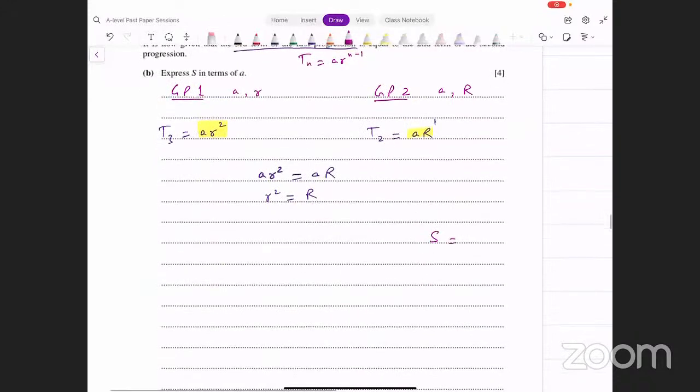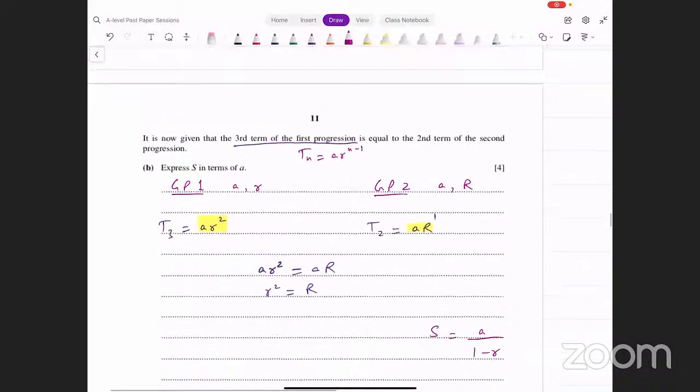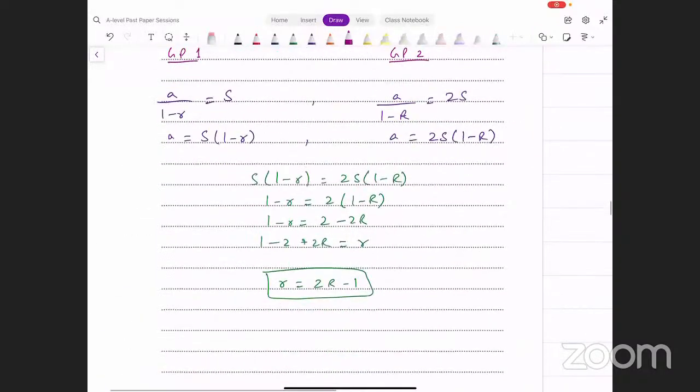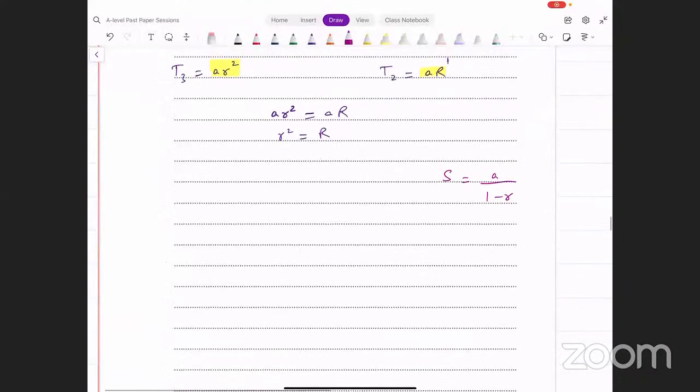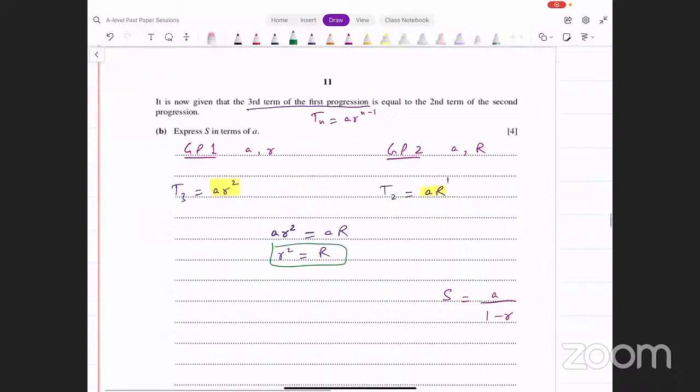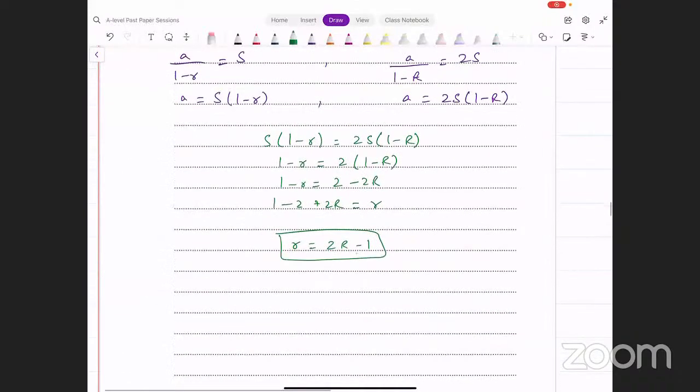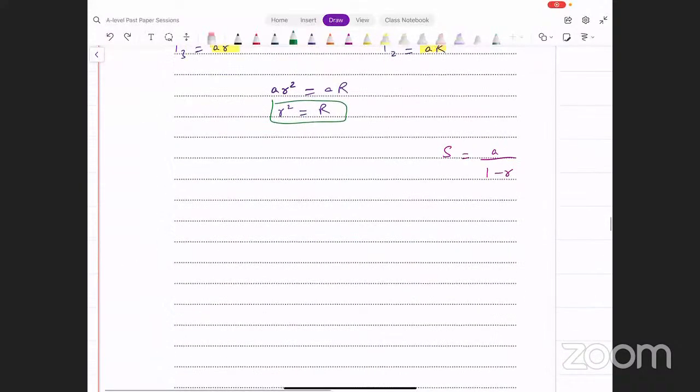S equals A over 1 minus r. We want this only in terms of A. Now, how can we get this only in terms of A? If we can find the value of this small r, तो वो सिर्फ A की terms में आ जाएगा. तो हमें क्या करना है? small r की value निकालनी है. कैसे निकालेंगे? हमारे पास एक equation ये आ गई है. एक equation पहले आ रही थी, R equals 2r minus 1. इन दोनों को simultaneously solve कर सकते हैं और small r की value निकाल सकते हैं.